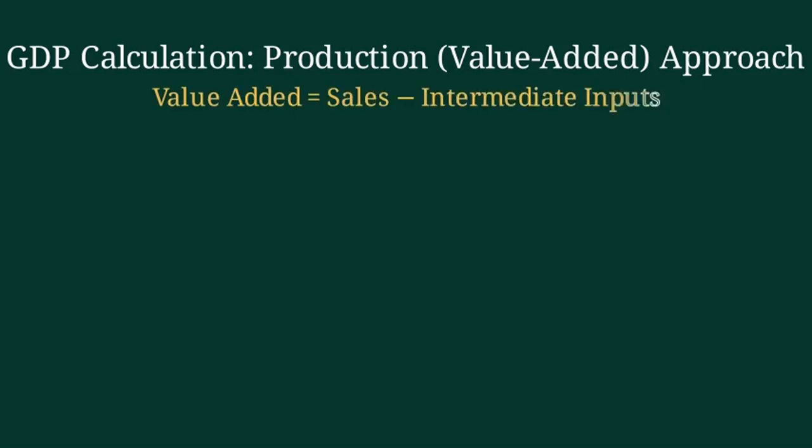Today we will learn GDP calculation using the production or value-added approach. The value-added approach says that gross domestic product is the sum of value added at each stage of production. In simple words, value added is sales minus the cost of intermediate inputs. So the full GDP equation becomes gross domestic product equals the sum of value added across all firms and stages.